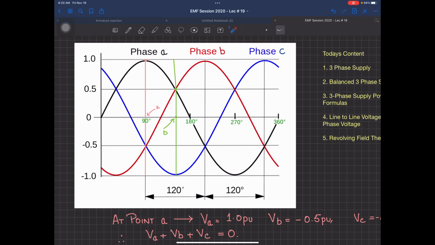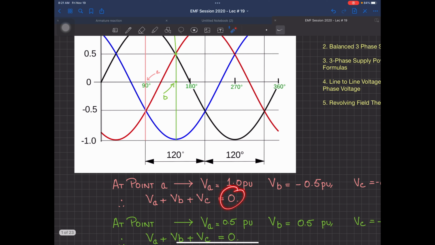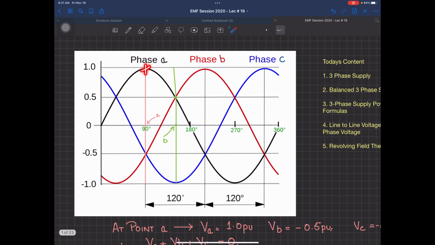But here, I want to talk about this point A. At this point A, my phase A is at its maximum. Phase B is approximately at minus 0.5 and phase C is also at minus 0.5. So, if you add the three voltages at any given point, point A or point B, your answer is equal to 0. I don't know how many of you have taken the lecture on per unit, but if you have, you must have an idea what I mean by per unit. By per unit, I mean that if it is an RMS value, supposedly, then VA is approximately equal to the peak value, and for VB, it's approximately 0.5 times your peak value or whatever you have over there.